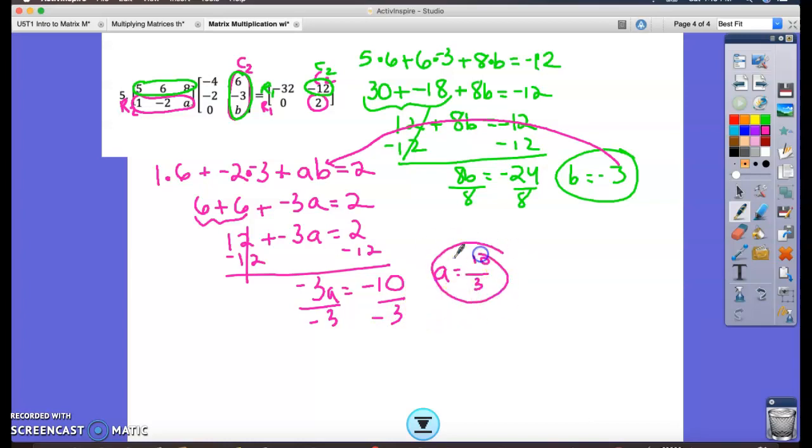Let me just check I did this correctly. 6 and 6 is 12. I just don't want to lead anybody astray. This looks good. And it's okay. It's a fraction. Fractions are numbers too.